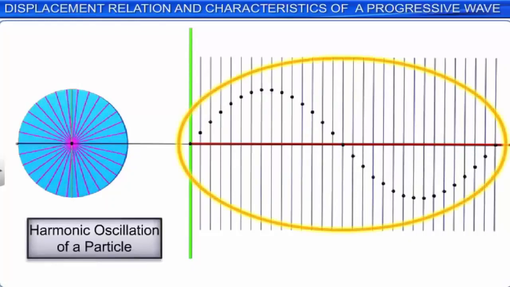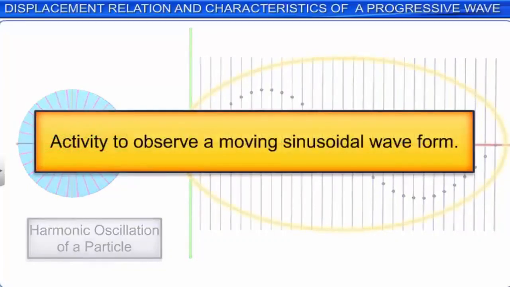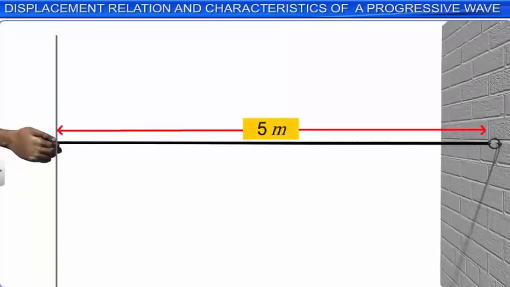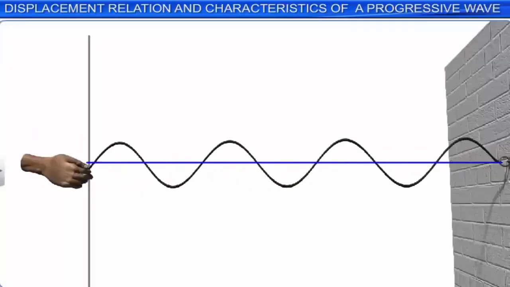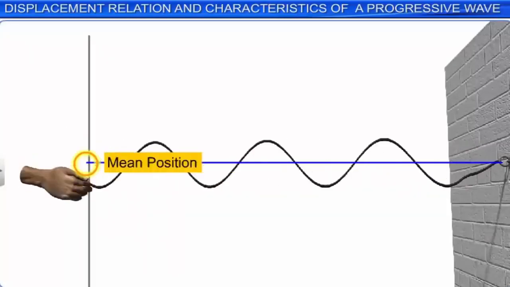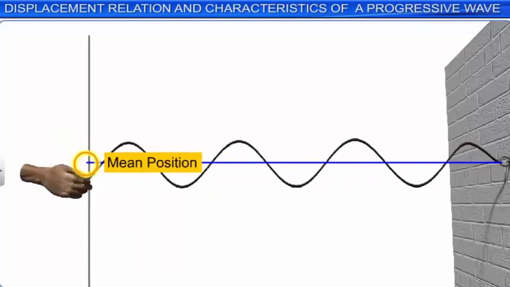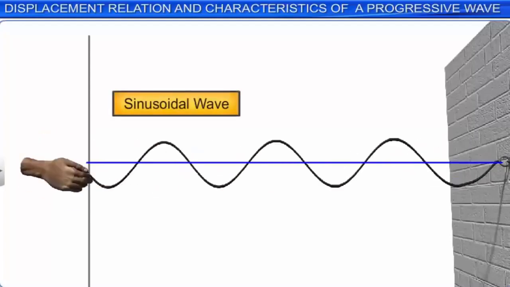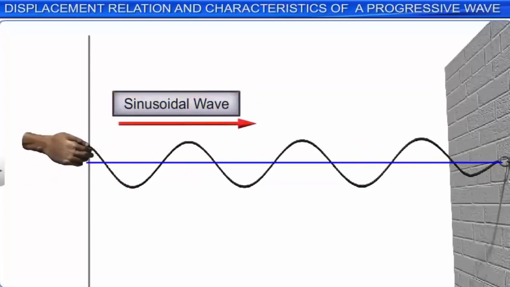When the hand is moved up and down continuously about the mean position with a simple harmonic motion, a continuous wave, which is sinusoidal in shape, travels along the string with the velocity v. Let us mark a point on the string and observe it as the wave propagates through the string. We see that the point moves up and down the mean position. The waveform observed in this process, which is sinusoidal in shape, is a transverse wave. The wave travels in the positive direction of the x-axis.